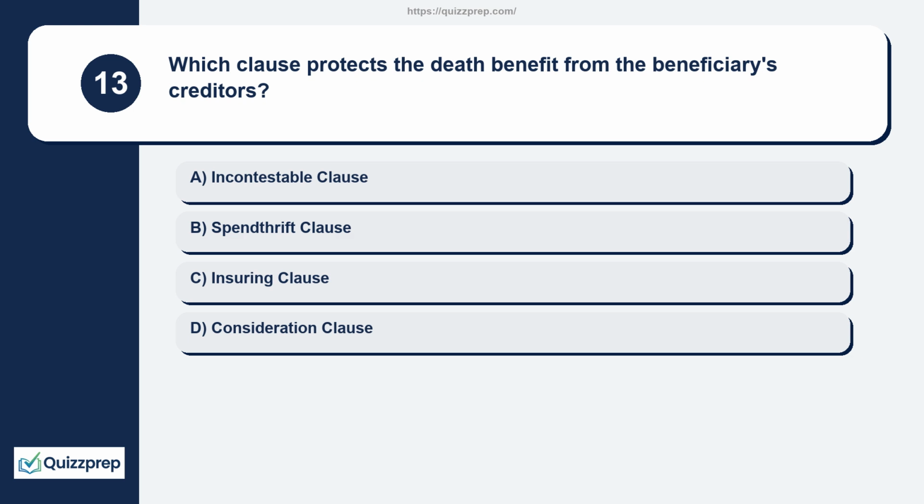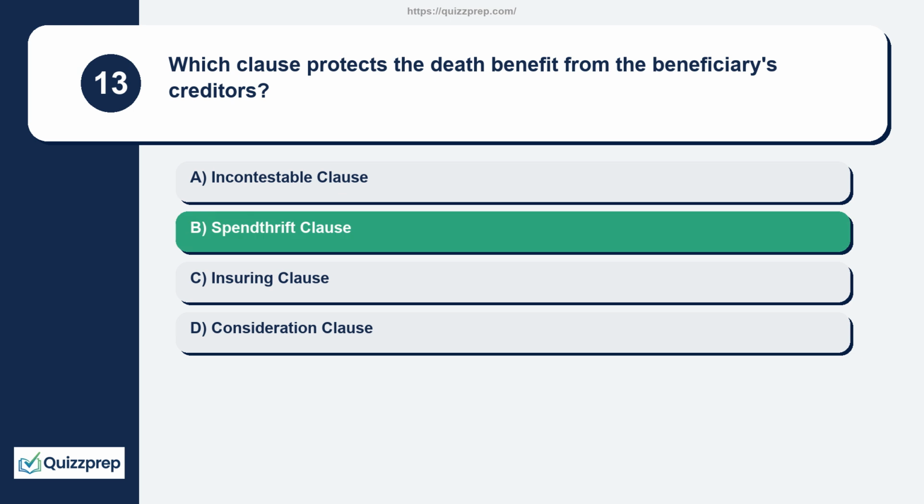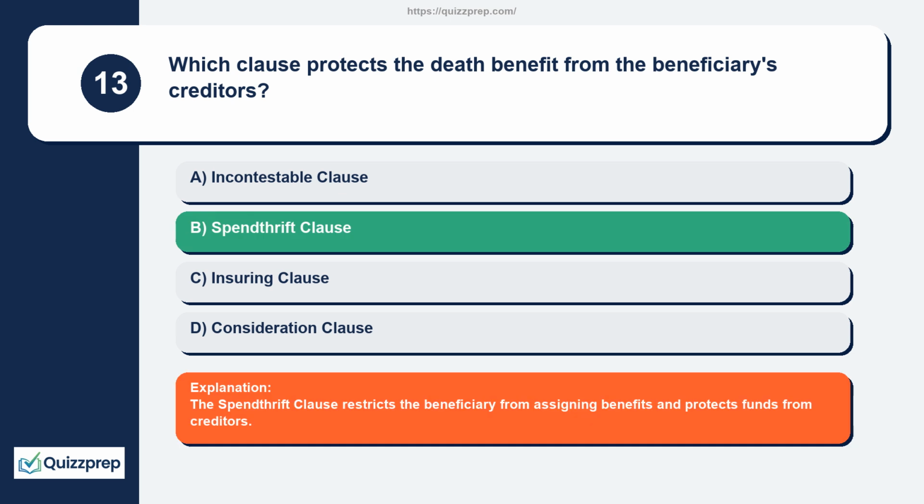Question 13. Which clause protects the death benefit from the beneficiary's creditors? Incontestable clause, spendthrift clause, insuring clause, consideration clause. The spendthrift clause restricts the beneficiary from assigning benefits and protects funds from creditors.